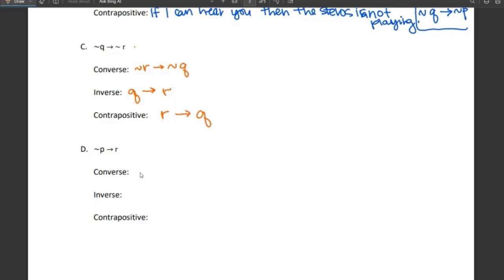Alrighty. D, we start off with negative P and then positive R. So if not P, then R. The converse, we switch sides. So R comes first, positive R, and then negative P. Inverse, we negate both sides. So remember, a double negative becomes positive. So negative P becomes positive P. And then we negate the R. The contrapositive, we do both. So our negative R comes first, and then our positive P.